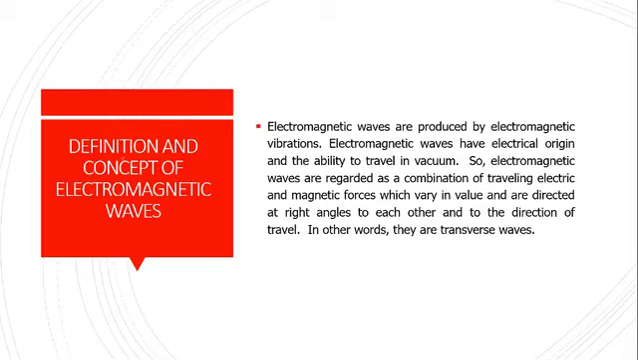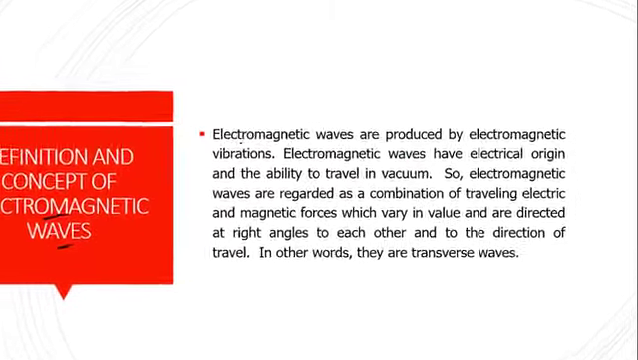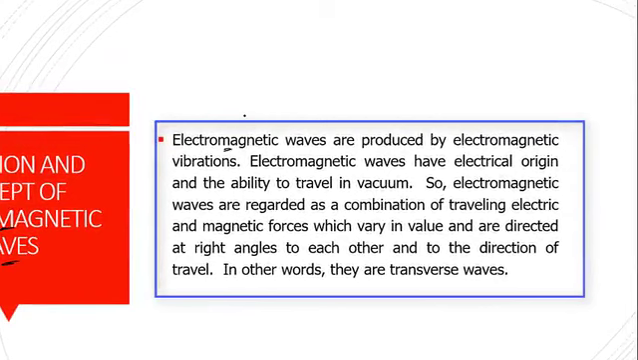Well, let's start with the definition and concept of electromagnetic waves. Electromagnetic waves are waves that have been produced as a result of electromagnetic vibrations. One thing about electromagnetic waves is that they have an electrical origin and the ability to travel in a vacuum. Yes, they can travel through space.